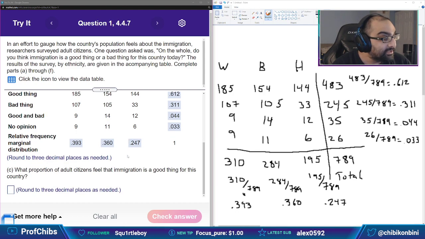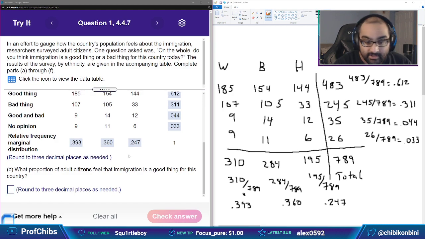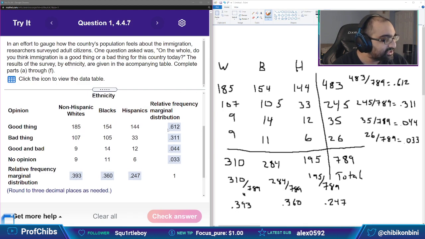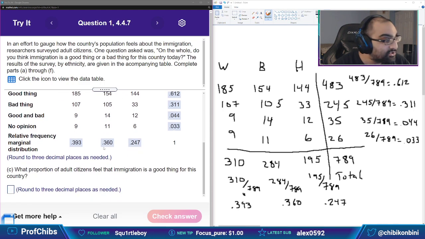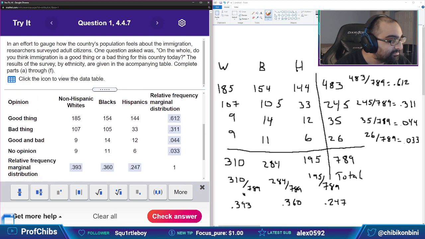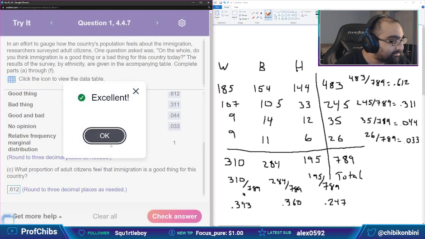Okay. Let's go ahead and take a look at part C here. Alright, on the left-hand side. Skinny's good? Alright, good. What proportion of adult citizens feel that immigration is a good thing for this country? Well, just have to look at the chart here. The proportion for good thing, you can base it off of the relative frequency. Basically, it is 61.2%. So we can put 0.612, since that's the relative frequency here. Okay. Check that. And that's right.